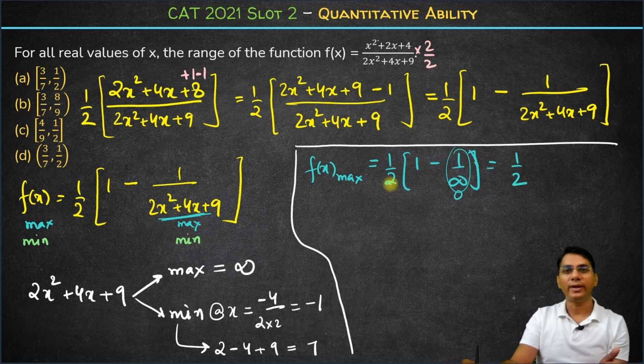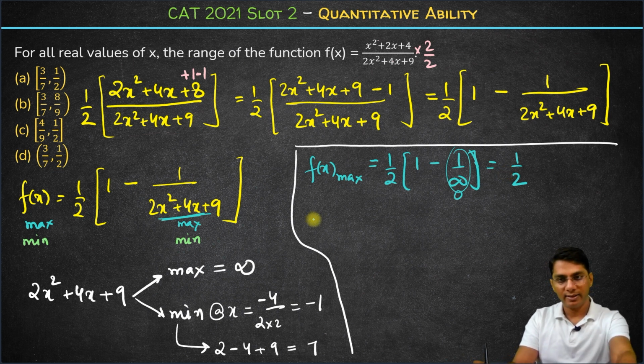Now obviously f of x will never be equal to half because the quadratic's maximum value will never be infinity, right? Infinity, we never include infinity. So f of x will always be less than half and not equal to half. It will always be less than half.